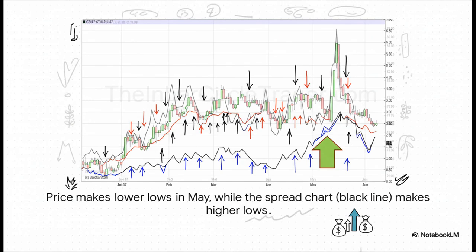And now, look at this. This chart is the money shot. You can see the candlesticks for price. They're clearly making lower lows in May, right? Looks bearish to the untrained eye. But that black line overlaid on top, that's our spread chart. And look at it, it's making higher lows. That is the exact bullish divergence we've been talking about. As price got weaker, institutional demand got stronger.